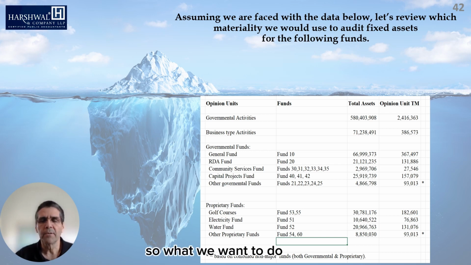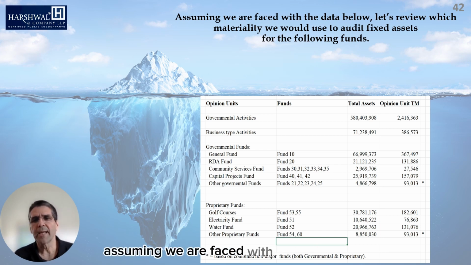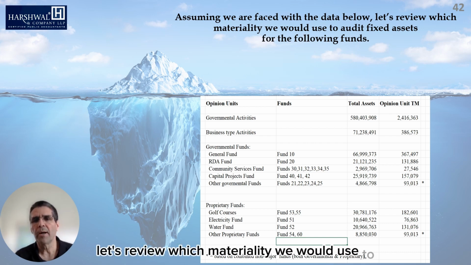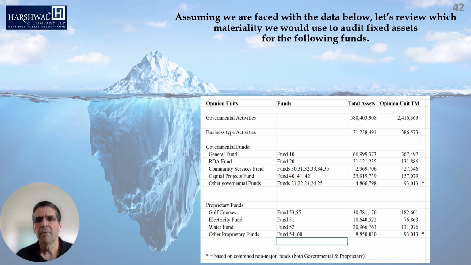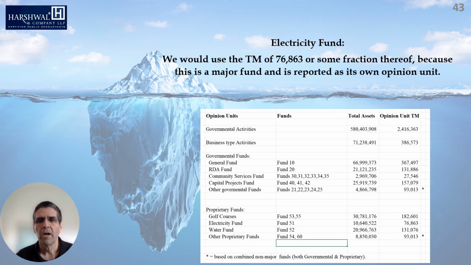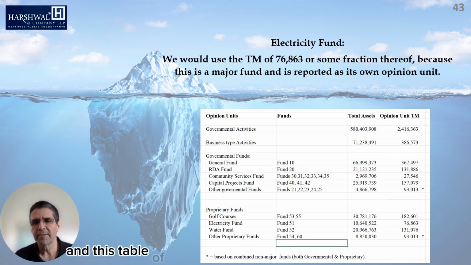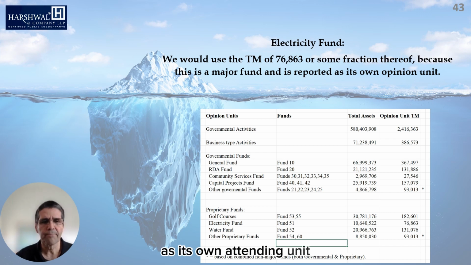So what we want to do now is, assuming we are faced with the data below, let's review which materiality we would use to audit fixed assets for the following funds. Okay, let's talk about the electricity fund. That's down in the lower section, the proprietary funds. We would use tolerable misstatement in this table of 76,000 or some fraction thereof, because this is a major fund and it's reported as its own opinion unit.